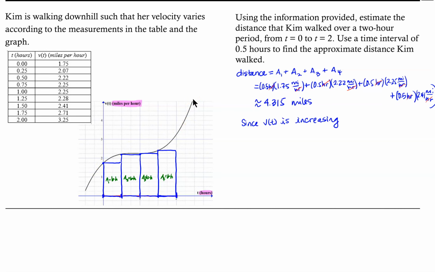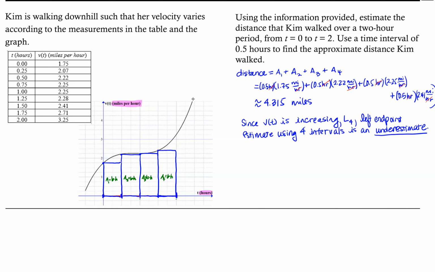So since our function is increasing, we're going to call this L4. It's a left endpoint estimate using 4 intervals. It is an underestimate, meaning that Kim actually walked a further distance that we didn't capture in our estimate.